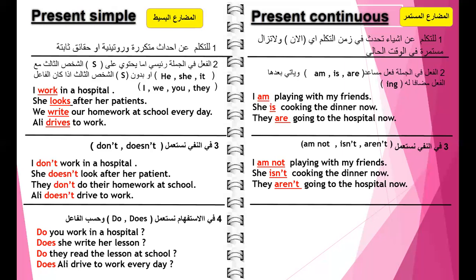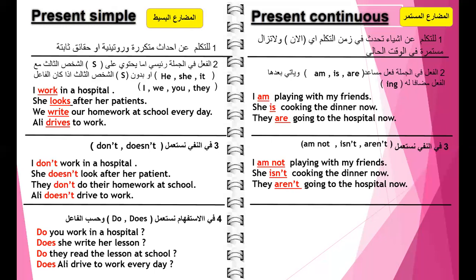Do you work in a hospital? الجواب راح يكون yes I do, yes I work, or no I don't. Does she write her lesson? Does she. لاحظوا استخدمت does في السؤال يعني الفاعل she وحذفت الاس من الفعل write. Does she write her lesson? الانسر راح يكون yes she does or no she doesn't. Do they read the lesson at school? لاحظوا استخدمت do لأن الفاعل عندي they والانسر راح يكون yes they do, no they don't.